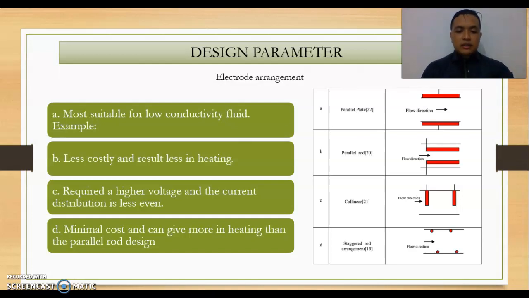And lastly is the staggered rod arrangement. An alternative at minimal cost, however, it can give more heating than the parallel rod design, as appeared in figure 2D.